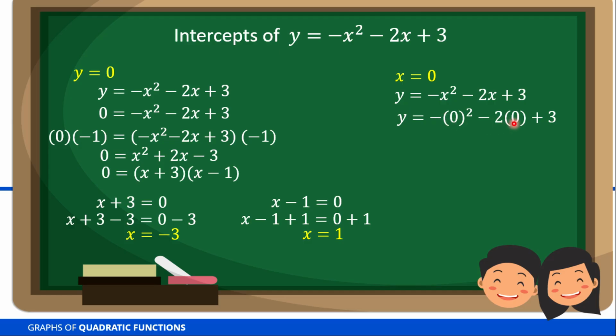Simplify, ito ay 0 squared, that is 0 times negative 0 pa rin. Tapos negative 2 times 0, we have 0. So 0 na ito, yung 3 na lamang yung matitira. So y is equal to 3. This means ang ating y-intercept ay 3. So, yan yung isang way bukod sa pagtingin sa graph kung paano makuha ang x and y intercepts.